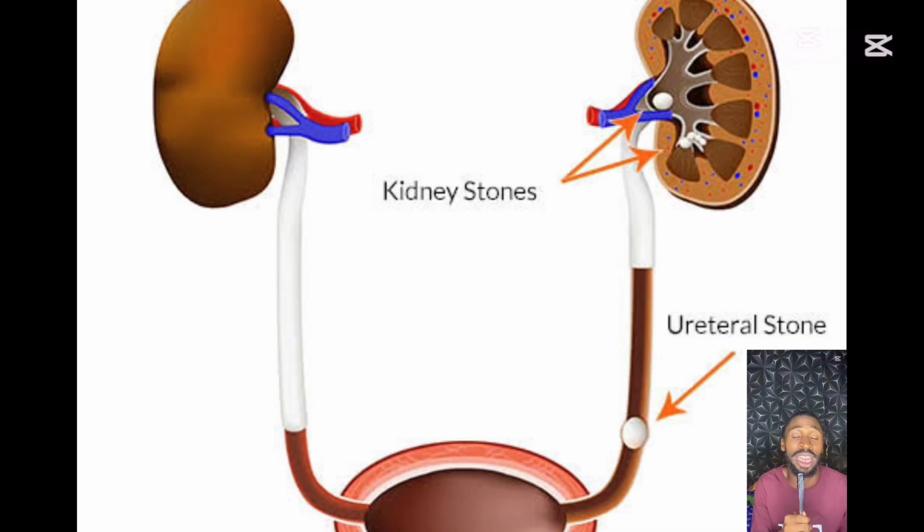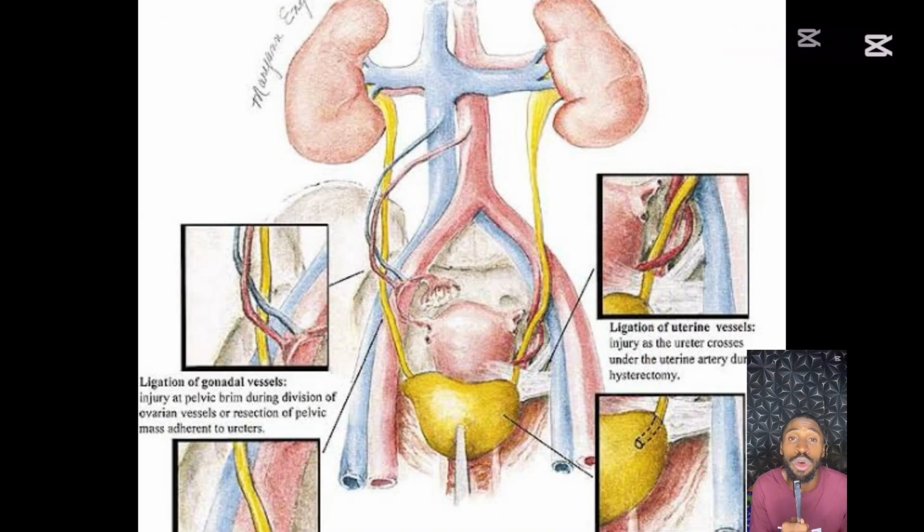The next point is that the ureter can be damaged in any of these parts. The first is where it crosses the uterine artery during hysterectomy, which is the most dangerous part. It can be damaged when it enters the bladder, at the ovarian fossa, and when it crosses the iliac vessels.